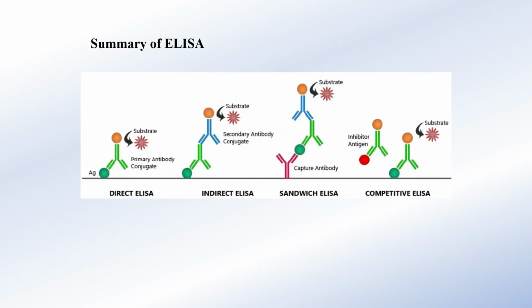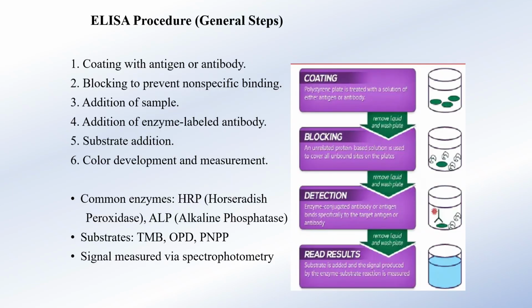This is the summary of the ELISA technique, that is direct ELISA, indirect ELISA, sandwich ELISA, competitive ELISA. The next point is the ELISA procedure. What are the general steps for conducting the ELISA assay? First, coating with antigen or antibody is the first step. Then blocking to prevent non-specific binding.